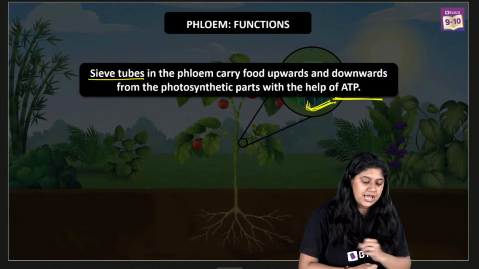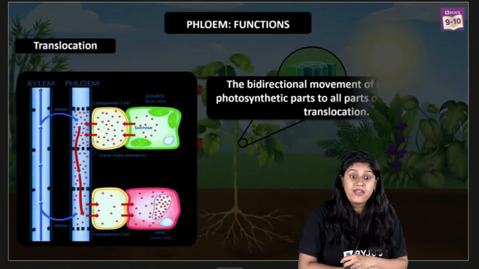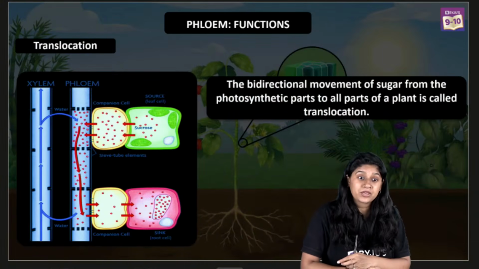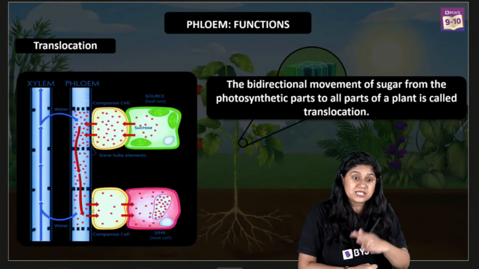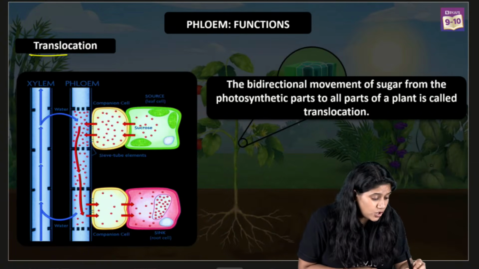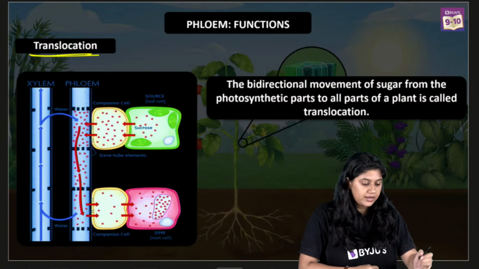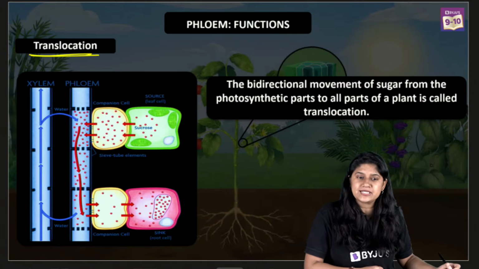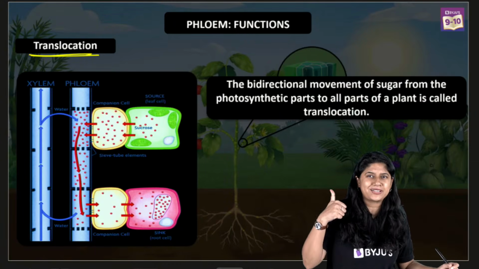So let's understand how this is happening. Everyone, this is really very important. Please make sure you pay attention over here. The process is called translocation. Now, can you see over here, everyone? Can you quickly take a look? Give me a quick thumbs up.